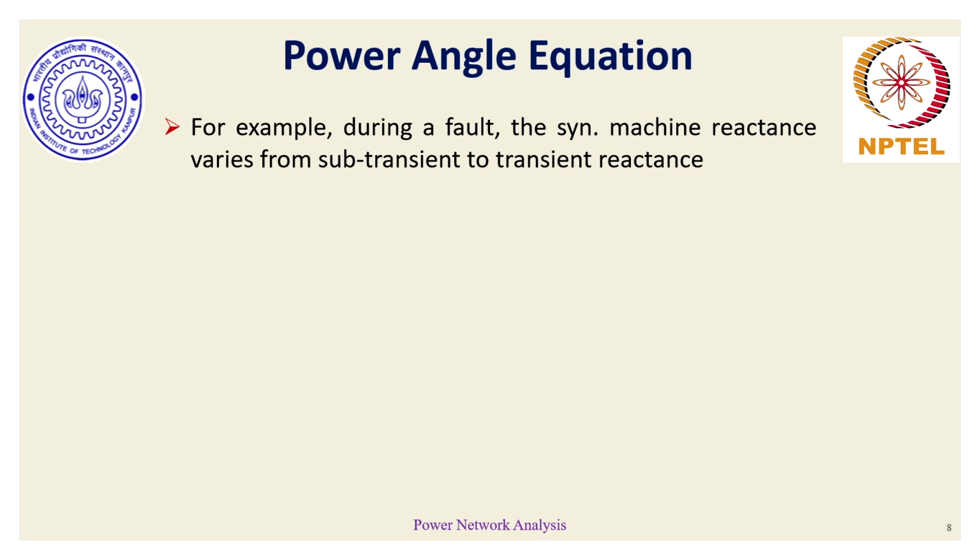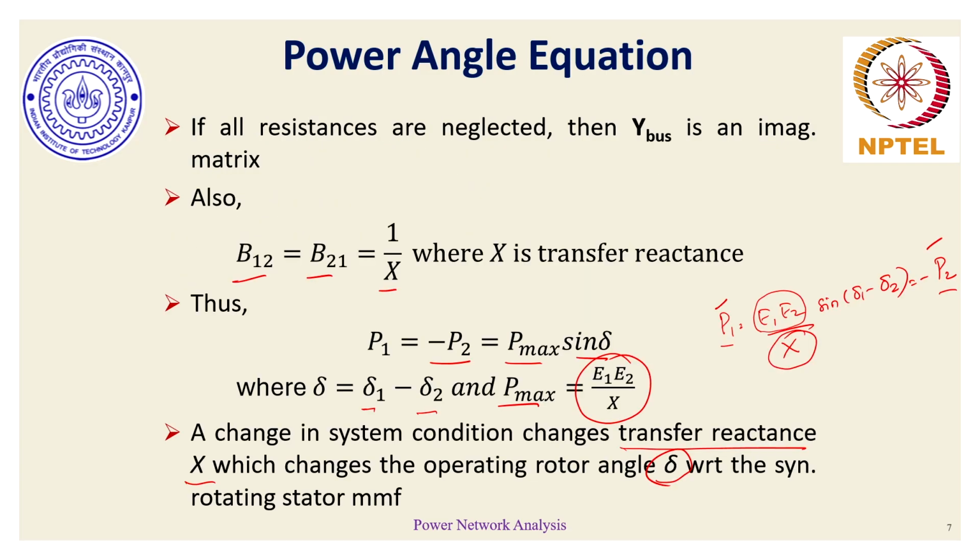To give an example, during a fault, the machine reactance itself varies. It varies from xd double dash to xd dash, and then in steady state it becomes xd, the corresponding saturated steady state value. And in terms of the equation that we have defined, which is P1 equal to P max sine delta, if we plot, P max is varying under different disturbances.